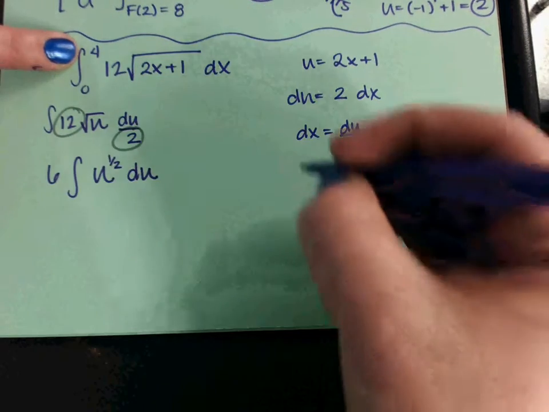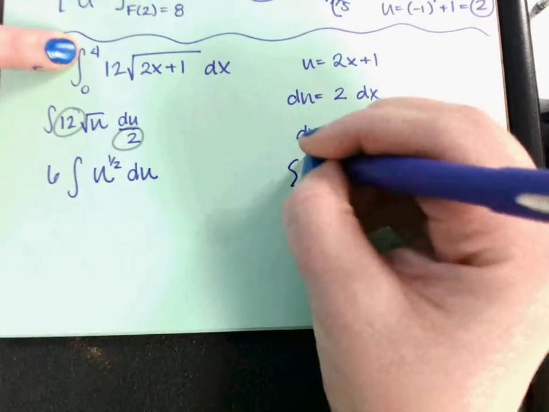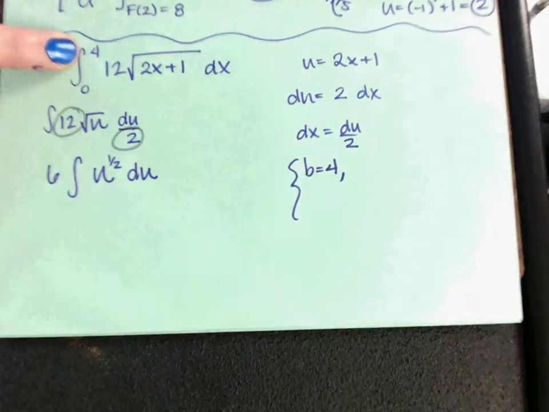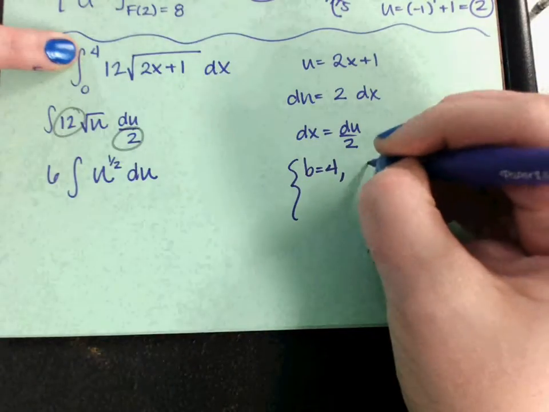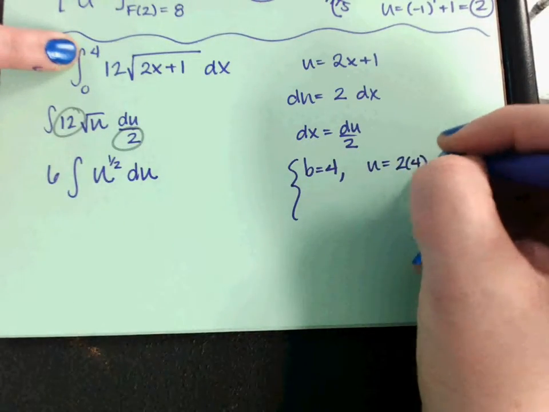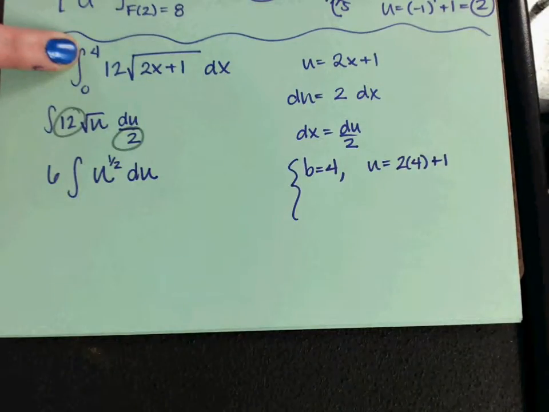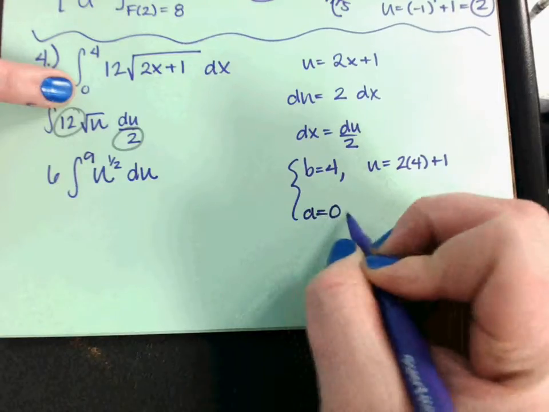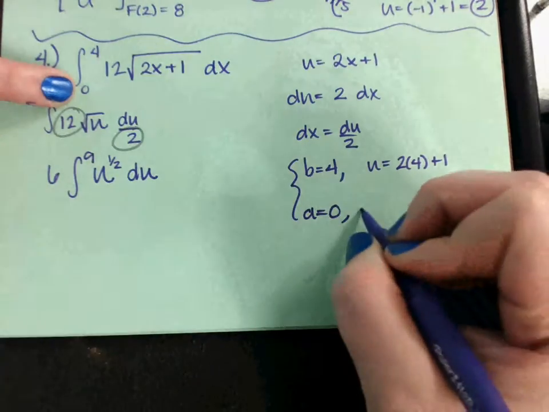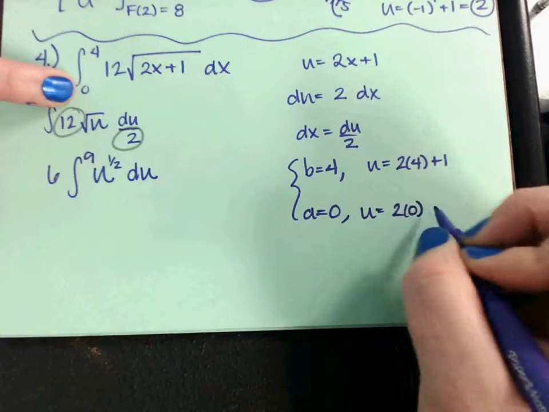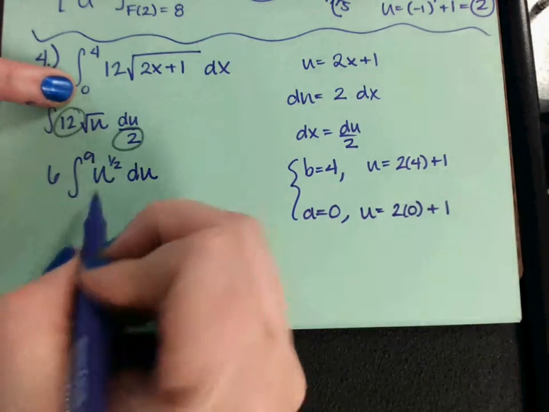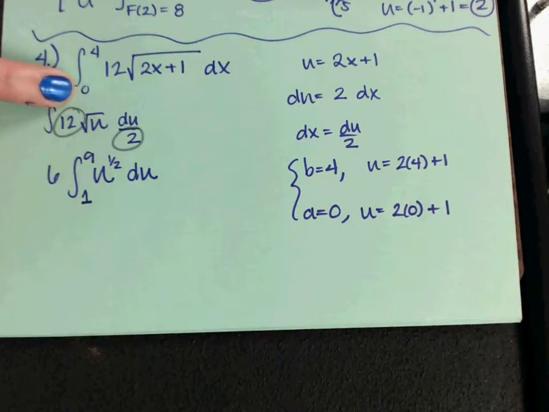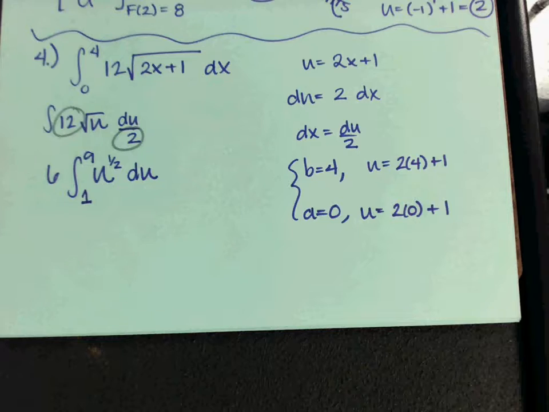So my original b was a 4. So then what is my u? 2 times 4 plus 1. What's my new upper bound? 9. My original a was a 0. So then my new u endpoint is 2 times 0 plus 1. Well, that's just a 1. And then from there, you never go back to x. You keep it in u's for the rest of the problem.